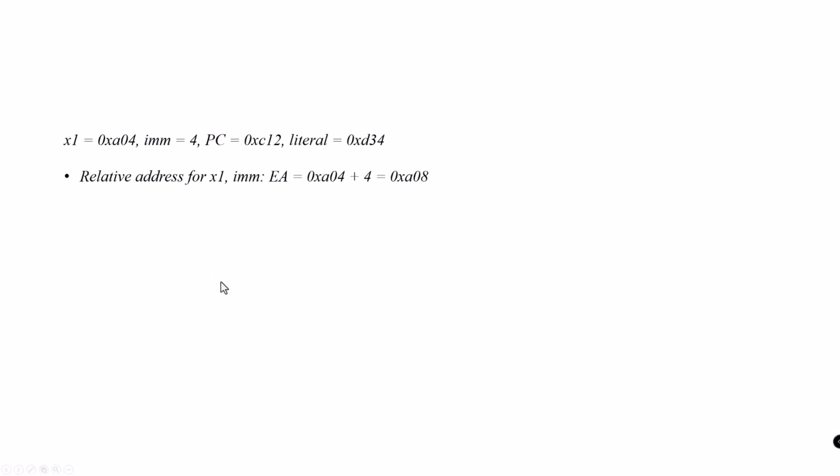The relative address given for x1 and the immediate value 4 is the value of x1 plus 4. The PC relative address for the program counter value and the immediate is a different value. The PC relative address is calculated based on the value of the program counter and on the immediate.